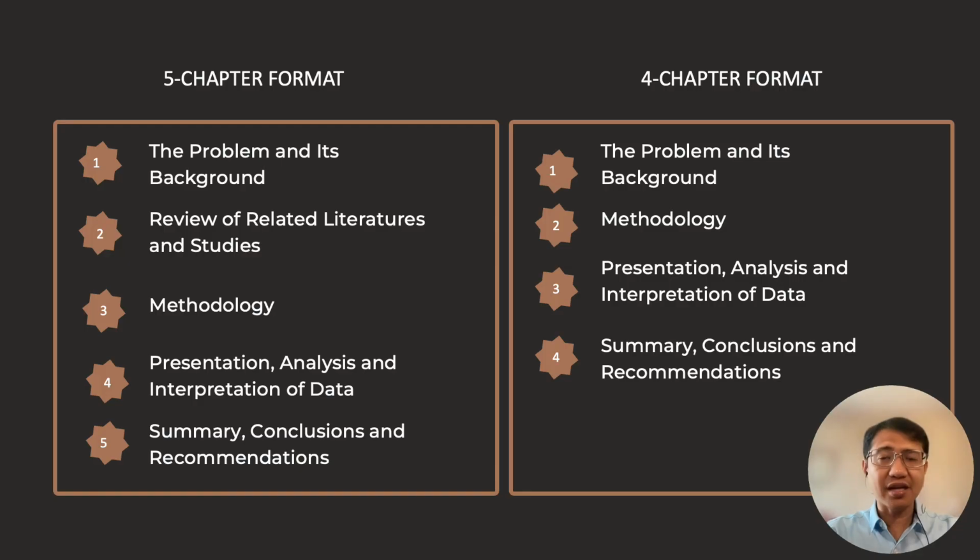It was mentioned in the previous lecture about the conventional parts of thesis and dissertation that a 5-chapter format or a 4-chapter format is commonly used by colleges and universities. Chapter 2, or the review of related literatures and studies of the 5-chapter format, is included in the 4-chapter format in Chapter 1 as a subpart. If you could see, other parts move.